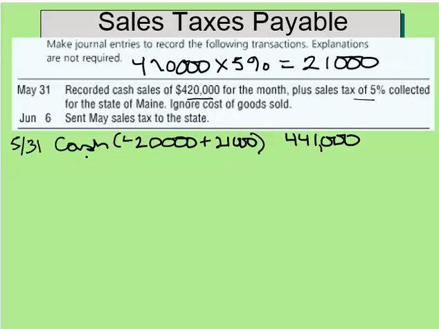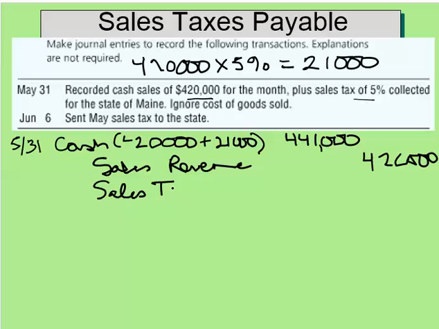We know we're going to have a credit to our sales revenue, just like we've been doing all along, for $420,000. The only difference here now is that we have this new liability for sales taxes payable, which is $21,000. Okay. So if I add together my sales plus my sales taxes payable, I get the amount of cash that my customers are going to pay me.